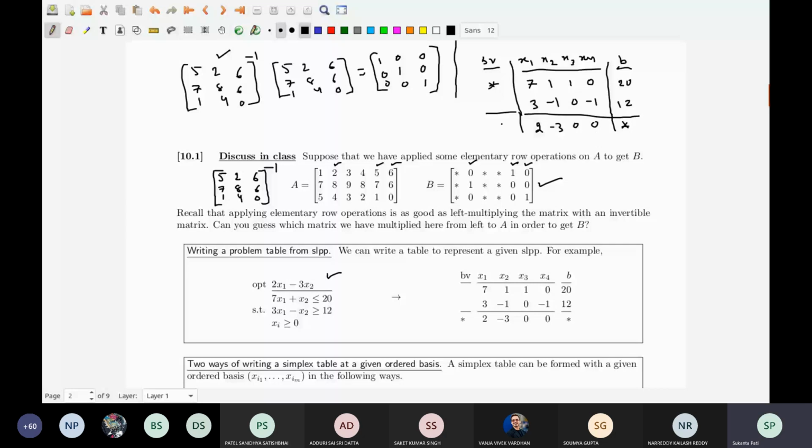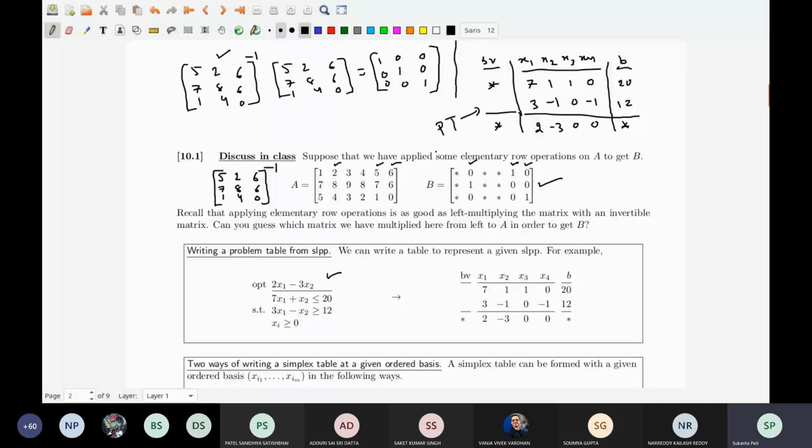So what does it say? From this table I see what am I supposed to do? I am supposed to minimize 2x1 minus 3x2 subject to Ax equal to B, x greater than or equal to 0. So this is called the problem table. This is that problem table.